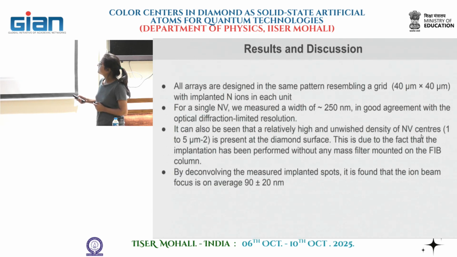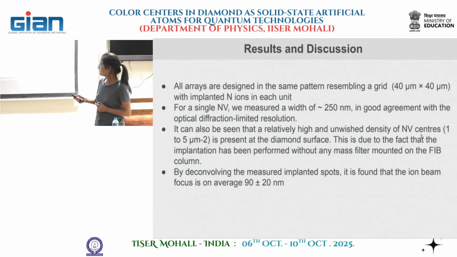Again, all the arrays that were designed, we designed them in the form of a grid, where we have implanted N ions in each unit. For a single NV, we are measuring a width of around 250 nanometers, which is in agreement with the optical diffraction limited resolution. And we have also seen a relatively high and unwished density of NV centers, of around 1 to 5 per square micrometer at the diamond surface.